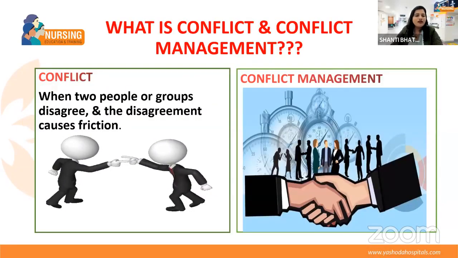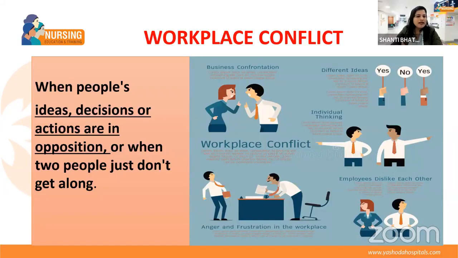What is a conflict in general terms? When two people or groups disagree and the disagreement causes friction and it gets resisted in society. What is conflict management? Workplace conflicts are nothing but ideas, decisions and actions in opposition. We have some ideas and decisions, but they have not been taken well by the other party. So two people just do not get along.